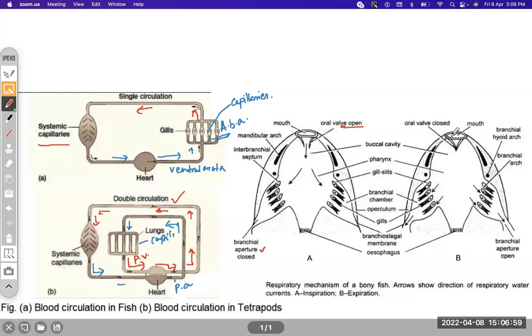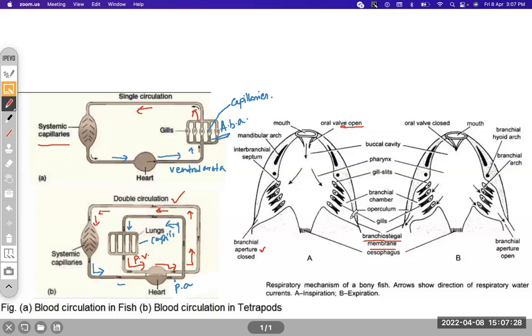Even if the mouth is still open, valve is closed, no water can escape out from the mouth. And now the muscles associated with buccal cavity and pharyngeal cavity, that will contract. At the same time, operculum also will open. That membrane, branchiostegal membrane, देखो, I have told you branchiostegal membrane is involved in closing and opening the operculum.